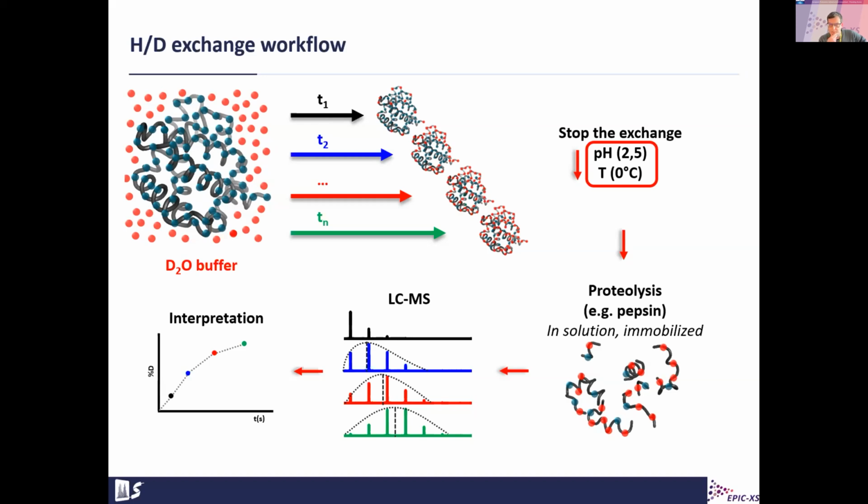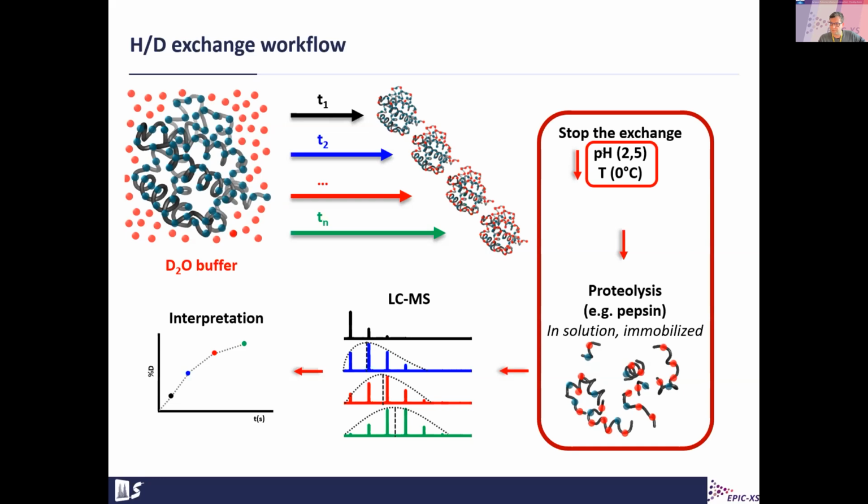So in HDX, we take the protein, put it in D2O, and at predefined time points, we then want to stop the exchange. And this we do by lowering the pH and lowering the temperature. Then we proteolyze the sample and we run the analysis on a peptide level to get the deuteration. And like that, we get the spatial information about the structural changes. In this presentation, we will now go through the specificities of these two steps, where we are stopping the exchange and then proteolyzing the sample.